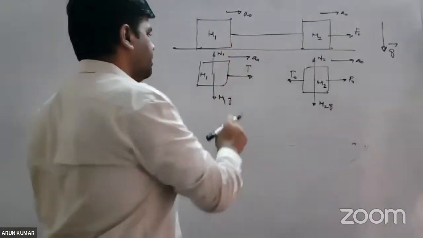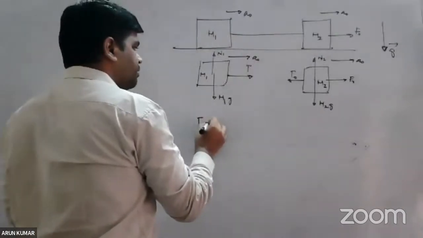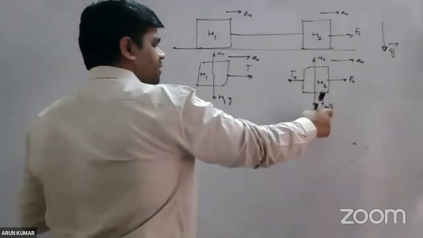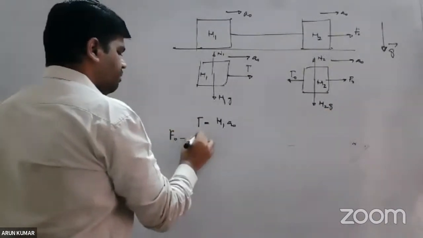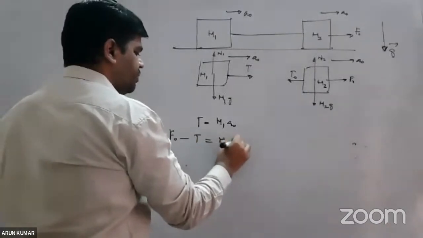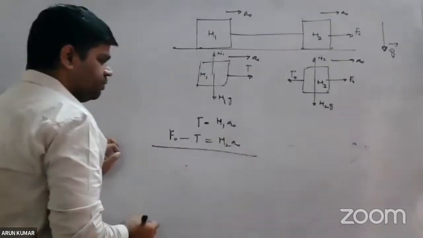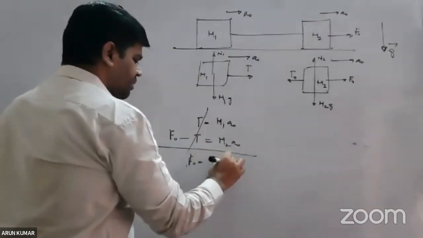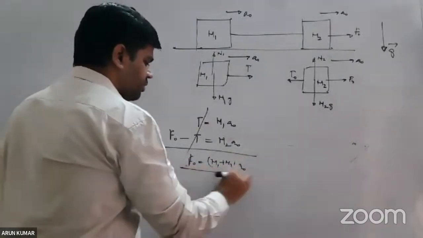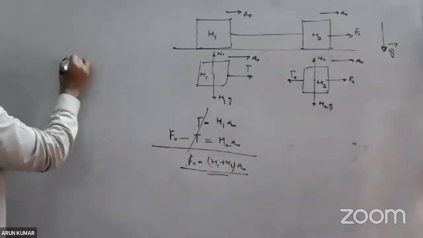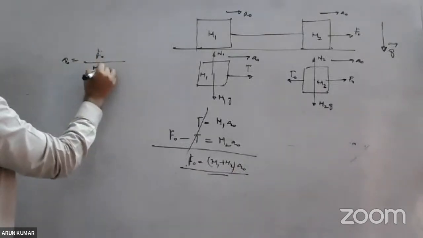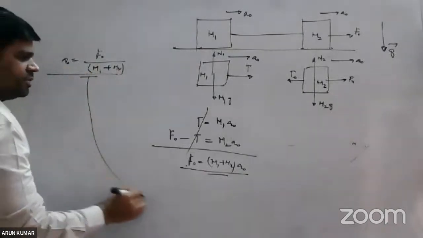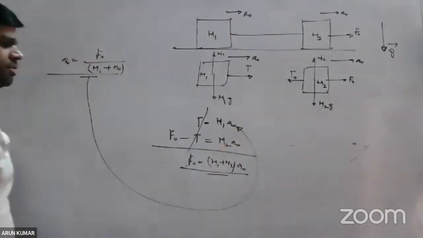Alright. Now I'll write the equations. For M1, T is equal to M1 into A naught. For M2, the equation would be F naught minus T is equal to M2 into A naught. I'll add these two. T gets cancelled out. F naught is equal to M1 plus M2 into A naught. So A naught is equal to F naught by M1 plus M2. Once I get the acceleration, I substitute it over here and I'll get the tension.